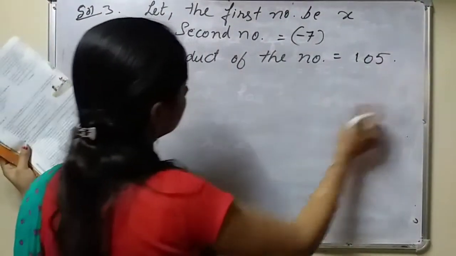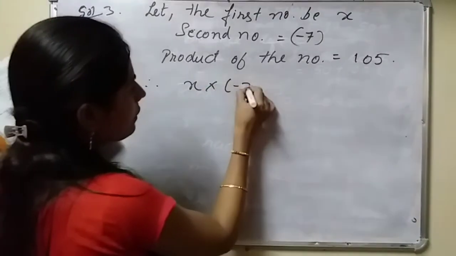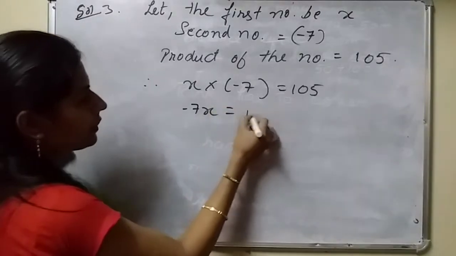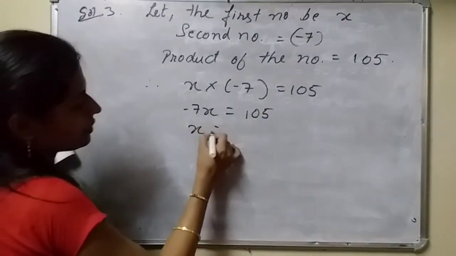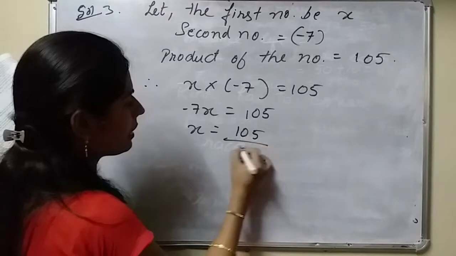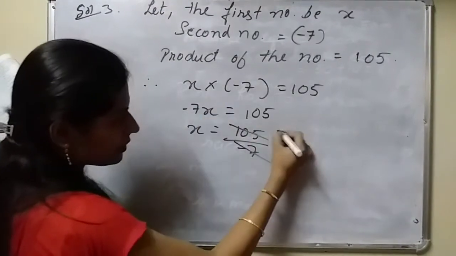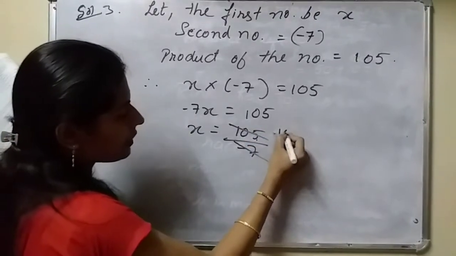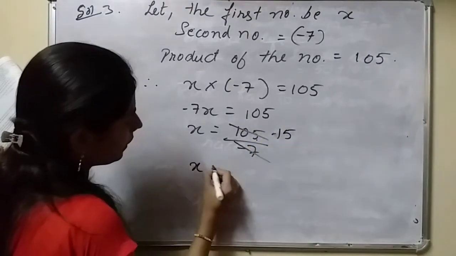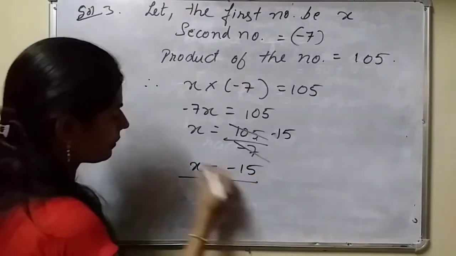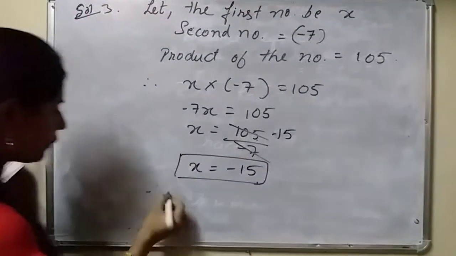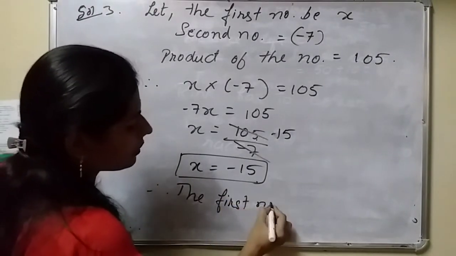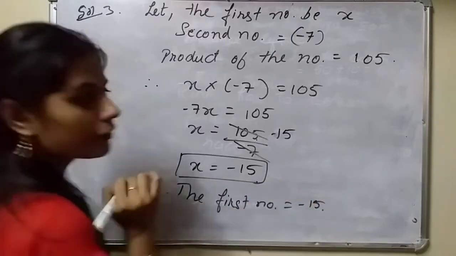Therefore x into minus 7 is equal to 105. Now see, minus 7x is equal to 105. It is x is equal to 105 by minus 7. It is 7 ones are 7, remainder 3, 7 5s are 35. x is equal to minus 15. Therefore the first number is equal to minus 15.